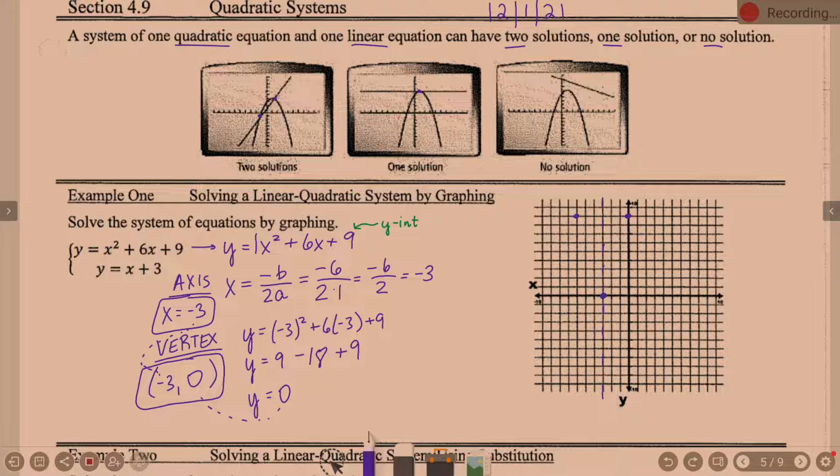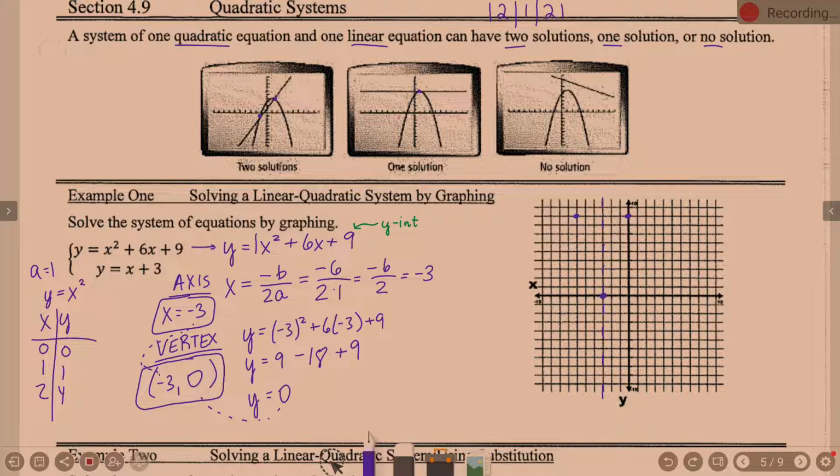Now, one other thing you can think about doing. This is a 1x squared out front, isn't it? And when your a value is 1, do you remember that the basic one is y equals x squared? This is as long as a is 1. You can use the idea that from the vertex we have 0, 0, 1, 1, and 2, 4. That works as long as you have an a value of 1 and you know your vertex.